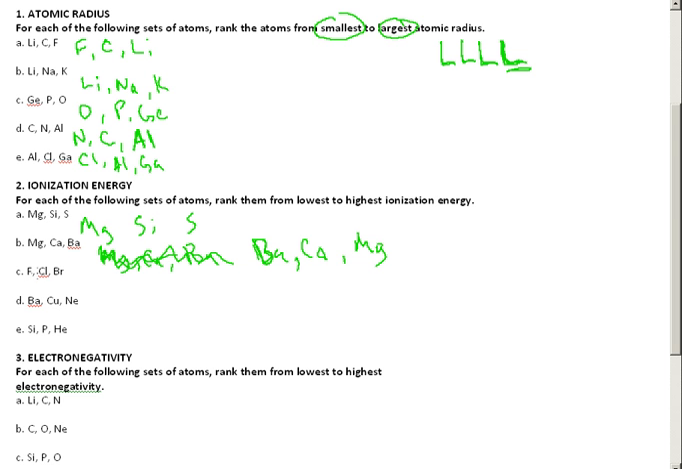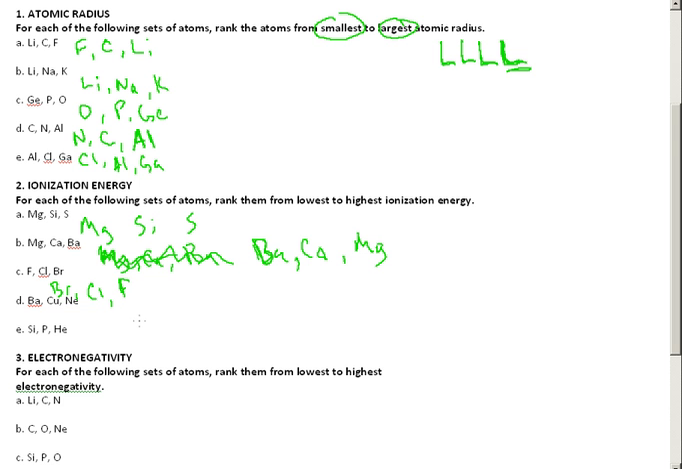Take a look at letter C. We've got fluorine, chlorine, and bromine. They're all halogens. The closer to the upper right you get, the higher the ionization energy becomes. So we're going to start with bromine. It's the biggest of the three. Therefore, its electrons are furthest away from the nucleus, followed by chlorine, and then lastly, fluorine, the most electronegative element, with the highest ionization energy on the periodic table.